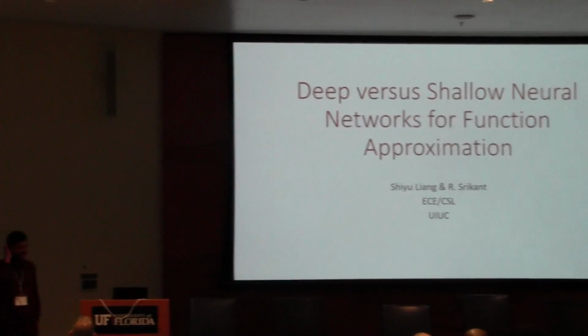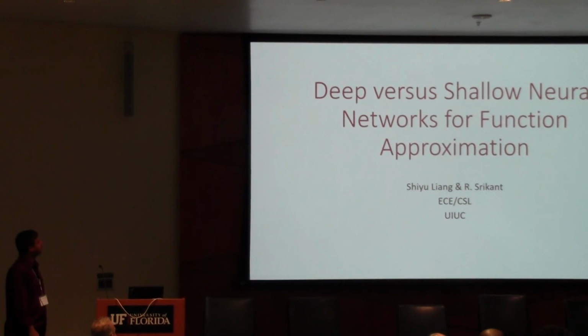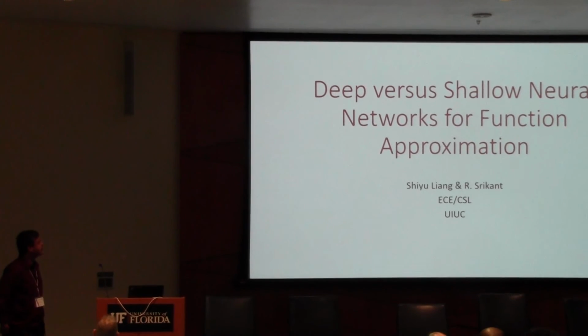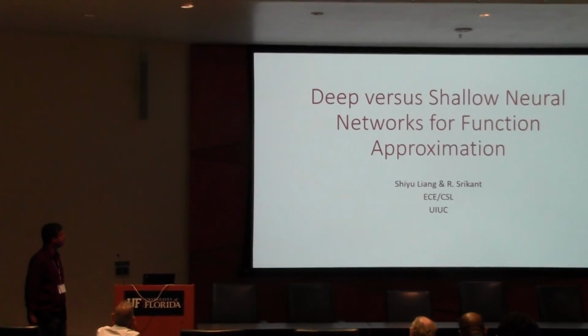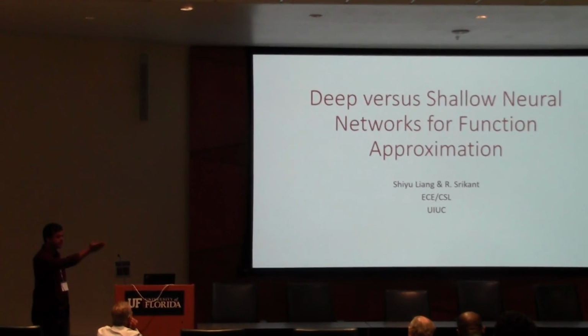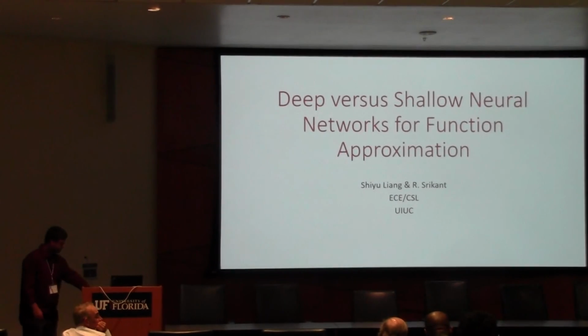So please ask a lot of questions. So this is work trying to explain something about the performance of deep versus shallow neural networks for function approximation. It's joint work with Xiu Liang, who's here.